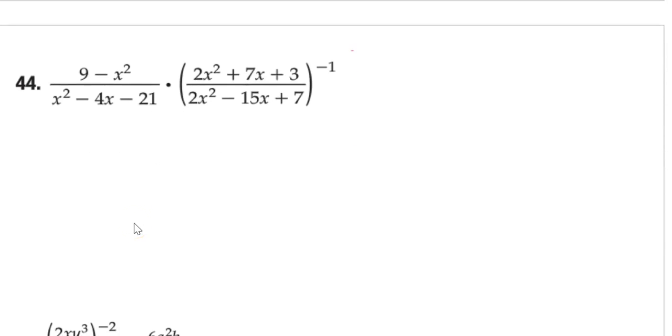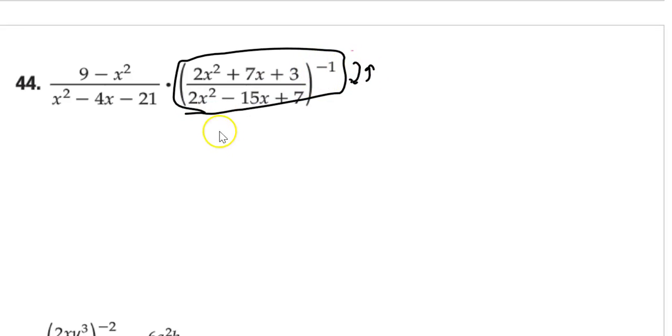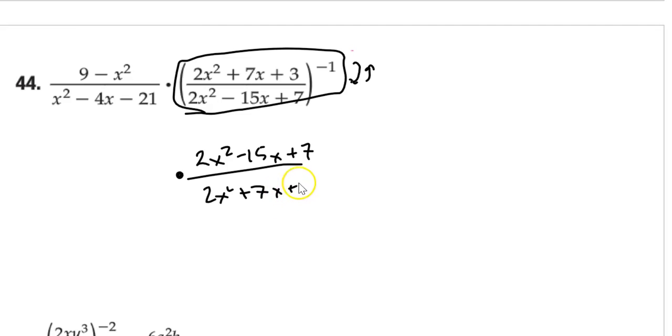The next few, I'm going to rewrite it. Actually this one I have to do. So this is the next one. First, don't get freaked out by this negative 1 here. Remember what a negative 1 power does? It just flips it. So it's a reciprocal function, right? So that means that 2x squared minus 15x plus 7 is on top, and the 2x squared plus 7x plus 3 is on the bottom. That's what the negative 1 power does, it flips it. And then this stays the way it is.